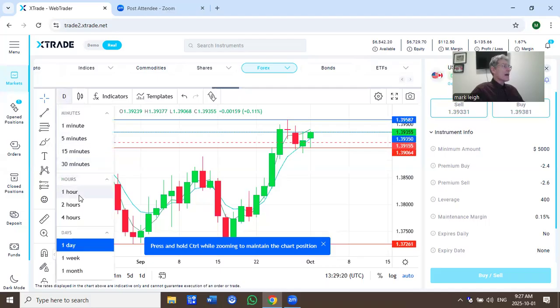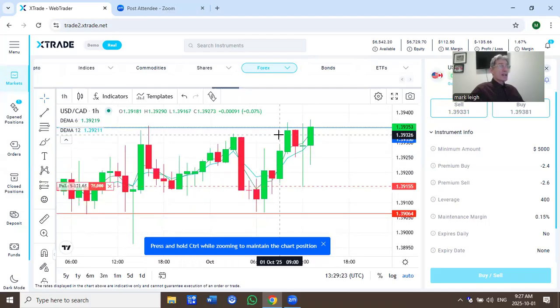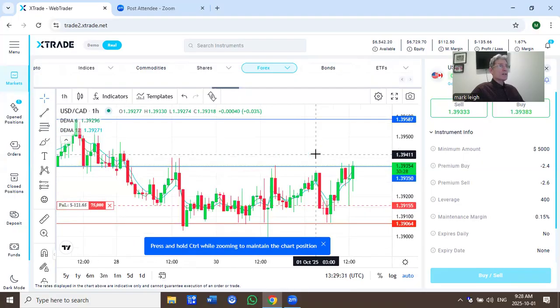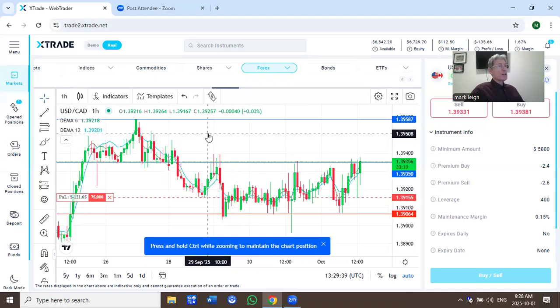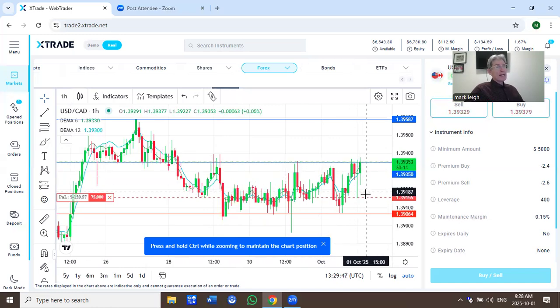Let's zoom in on that hourly. And there you can see testing that level right now. If US dollar strength can continue and break above this 139.35 level, I will be looking up here at the 139.40, 139.50 on the upside. If there's going to be a turnaround and weak US dollar from here on in, they'll be looking down at support at 139.06.